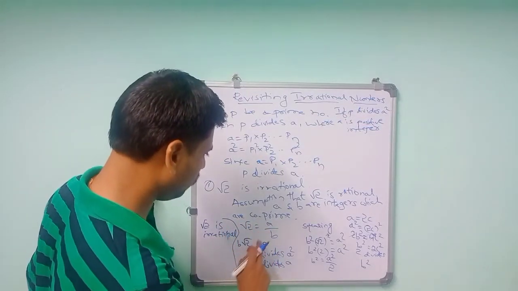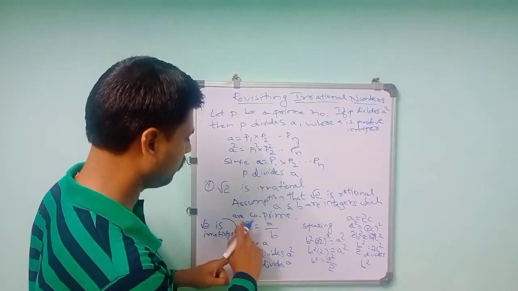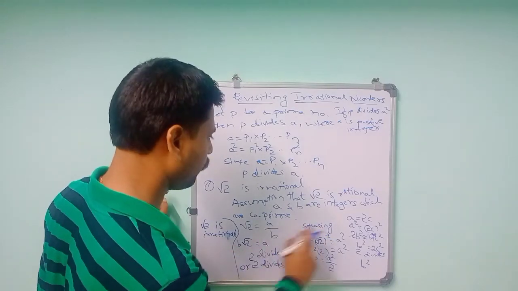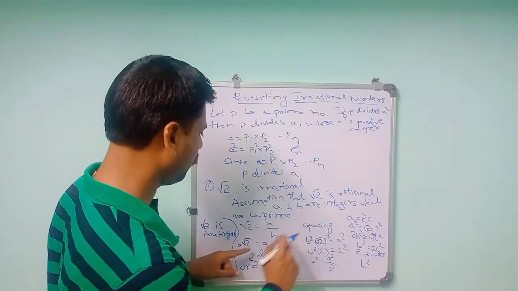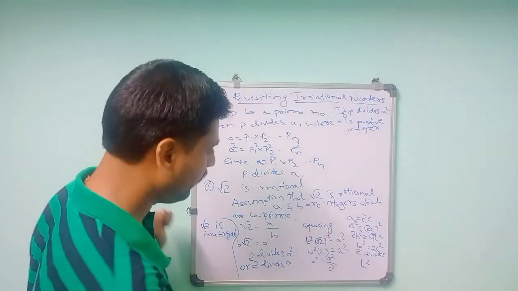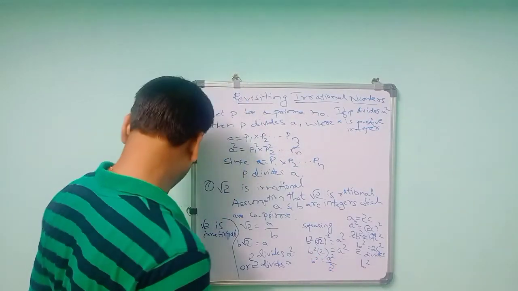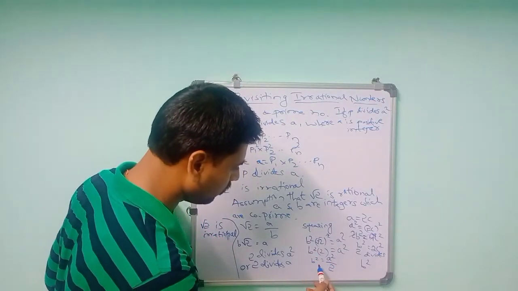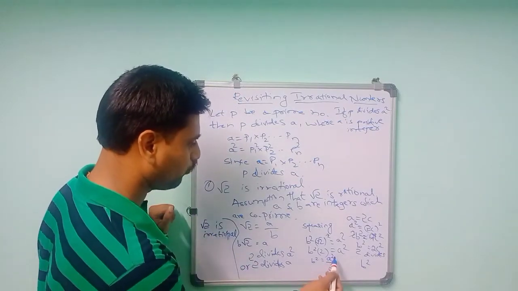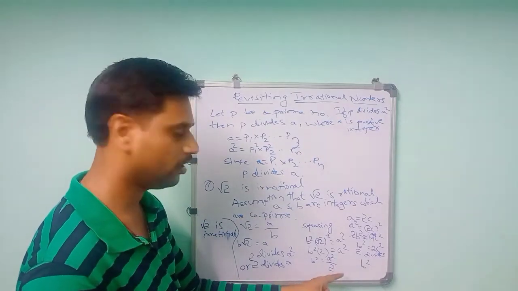So b comes here: b root 2 is equal to a, because of cross multiplication. Then you have to square on both sides. B square root 2 square, so root and square cancel, and it is equal to a square. Then a square is equal to 2b square, so b square is equal to a square by 2. This shows that 2 divides a square, because a square by 2 means 2 will divide a square.